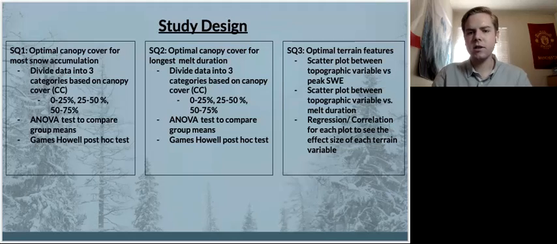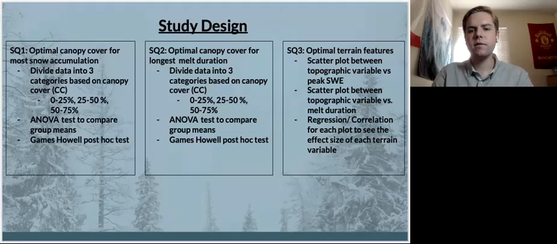It tries each combination of groups like low, medium, low, high, medium, high, and so on, and tells me which combos were statistically significant. So at the end of all that, I will know what canopy cover group had the most snow accumulation. And the second sub-question has identical methods to the first, the only difference being that I'm using melt duration as the variable instead of peak snow water equivalent.